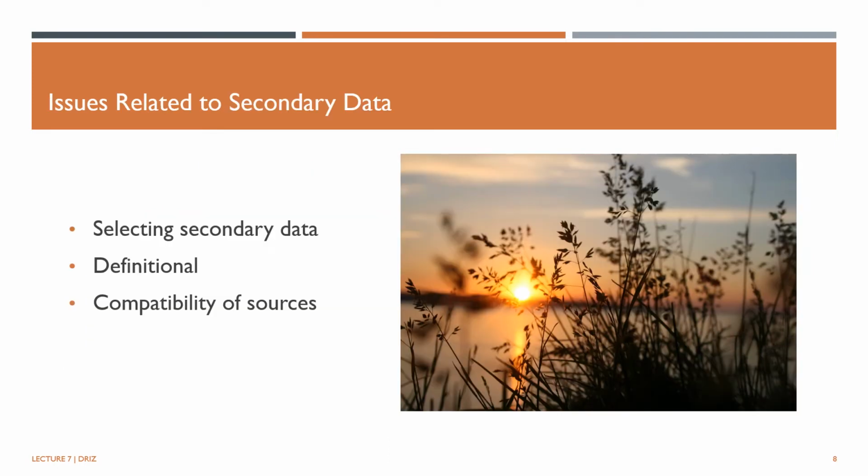Since secondary data are data collected by someone else, it is important to understand what has been collected. Different researchers use different data to suit the objectives of their own research. These objectives may not be the same as those using secondary data. Therefore, several things need to be considered when using secondary data, among which are the selection of secondary data, definitions used by the secondary data, and compatibility of the resources.